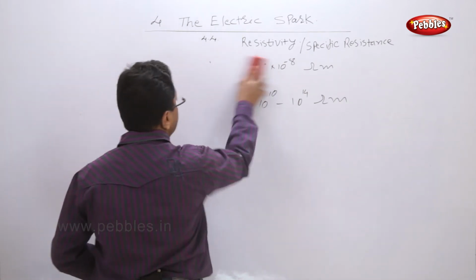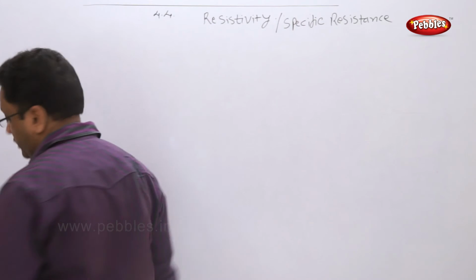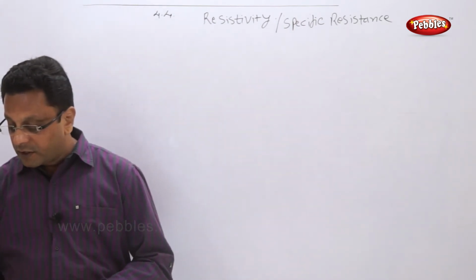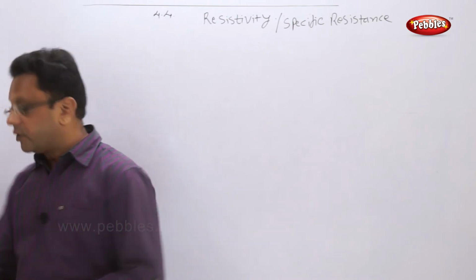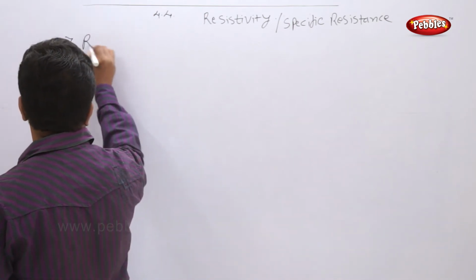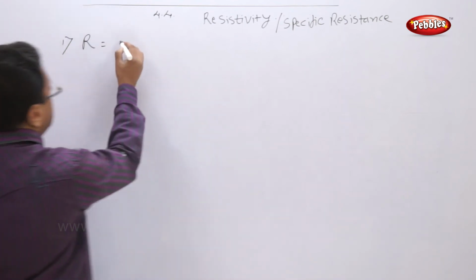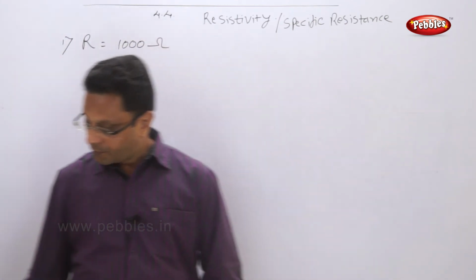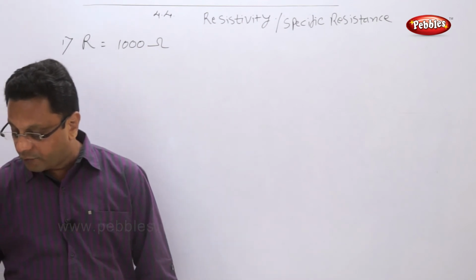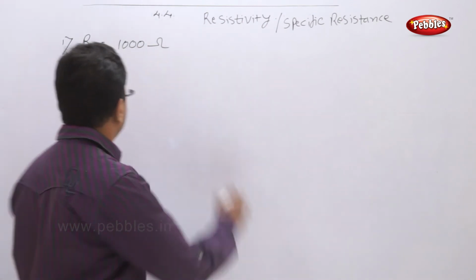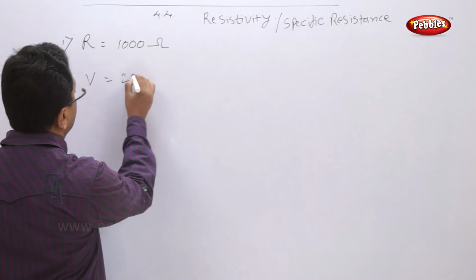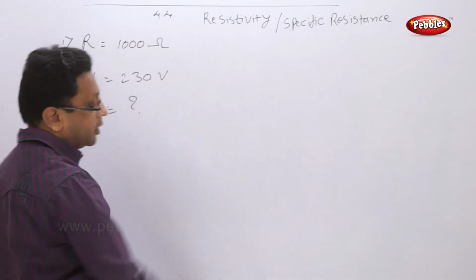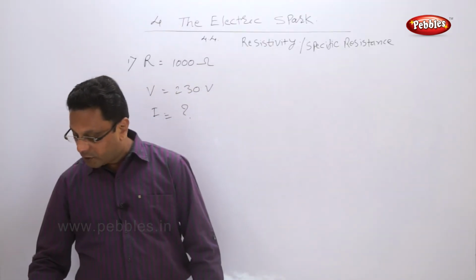Examples again are very simple, just direct substitution in the formula. The first example: the resistance of a filament of a bulb is 1000 ohm. It draws a current from a source of 230 volt, so V is equal to 230 volts. We have to find out the current. How much current is flowing through it?